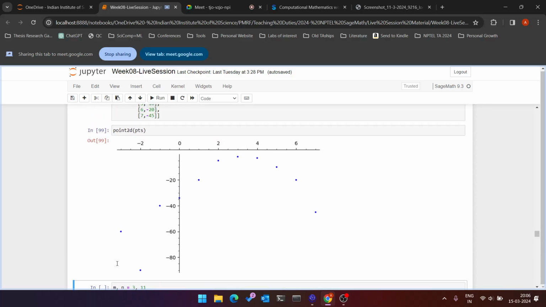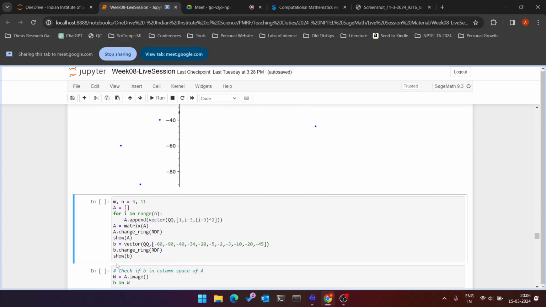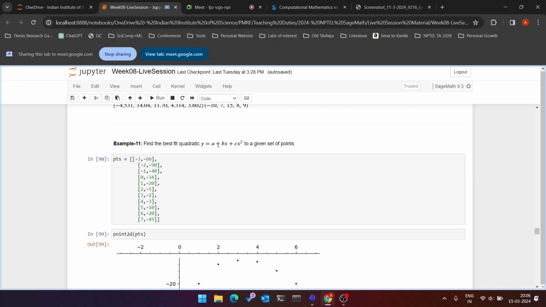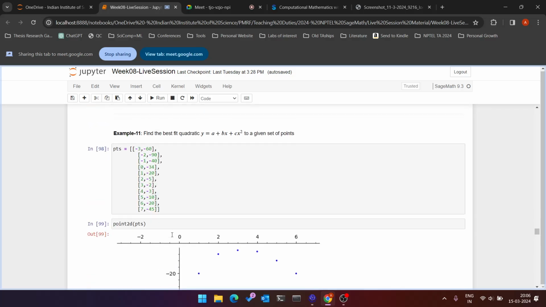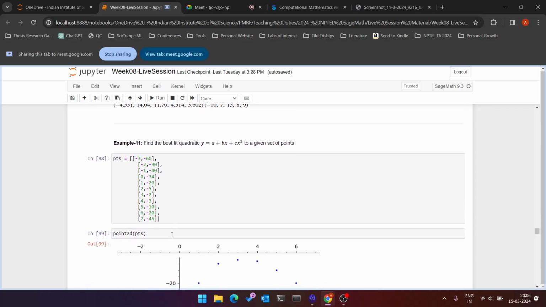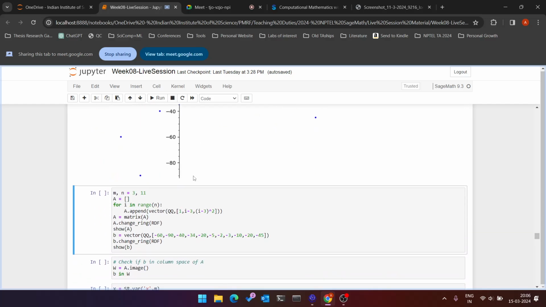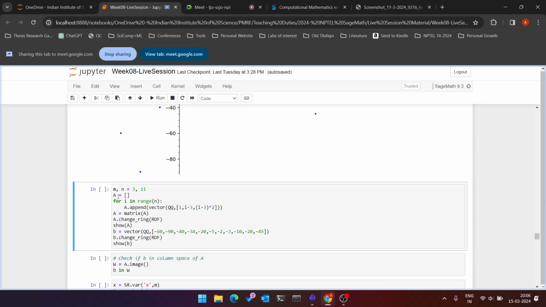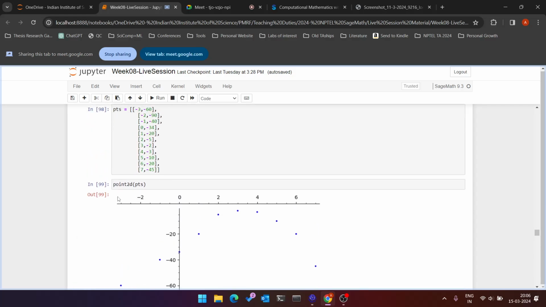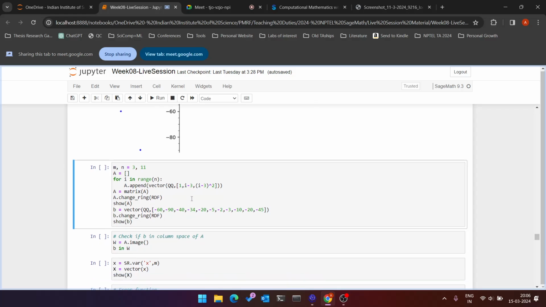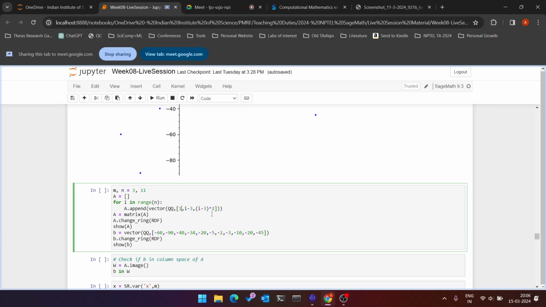To find a solution to this problem, it's basically similar to the earlier example, wherein we had a matrix Ax equal to B, and we wanted to find the best fit X. So in this case, A is a 11 by 3 matrix, wherein for each row we take the values 1, x, x square, which creates the matrix A, and similarly we write a vector B which contains all the y values.